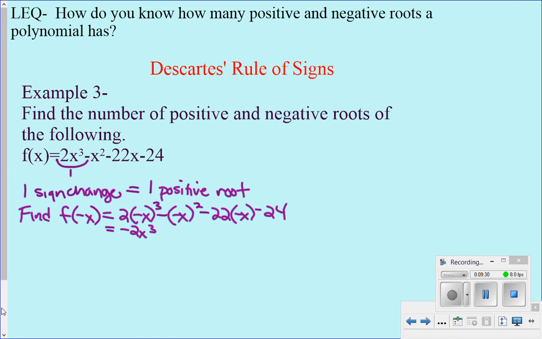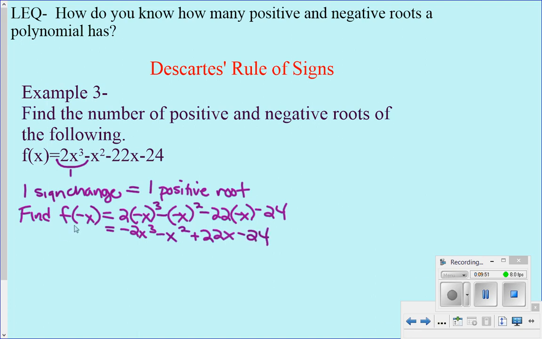Remember, order of operations, exponents come before multiplication. So I square negative x first, and negative x times negative x is positive x squared. Positive x squared times negative 1 is a negative x squared. Next, negative 22 times negative x gives me positive 22x. And last, minus 24 is on the end.